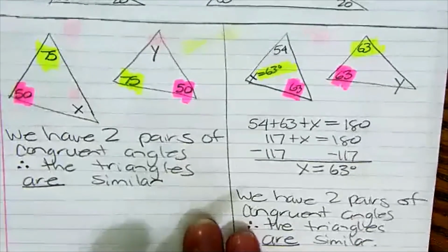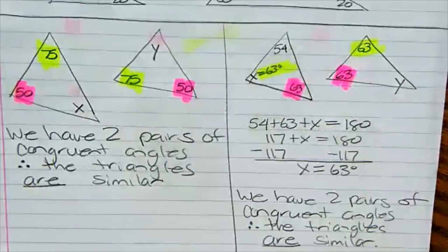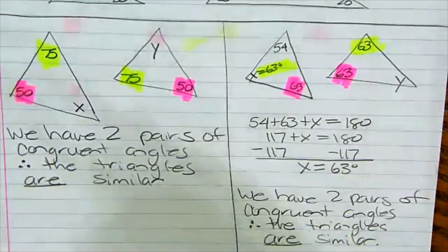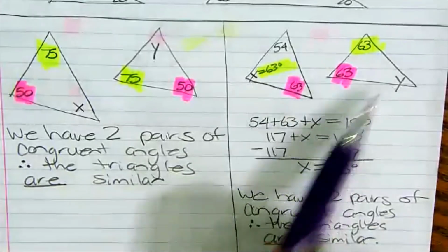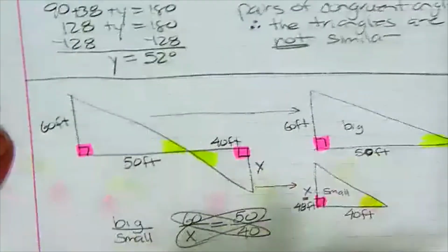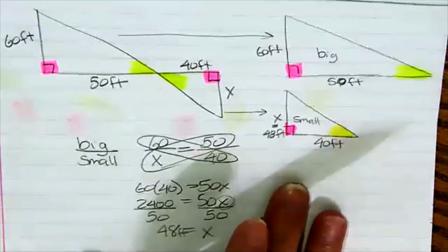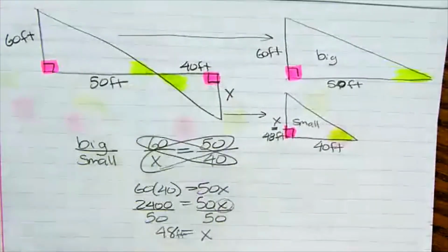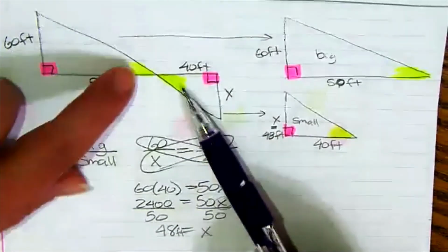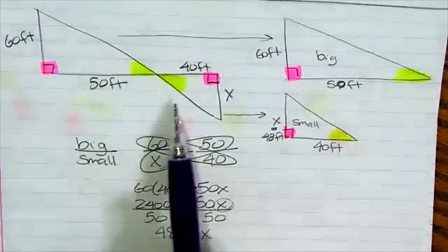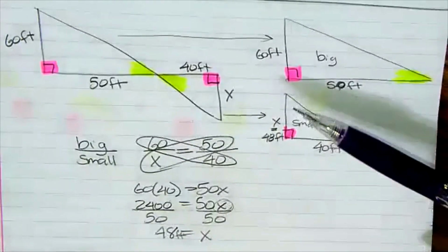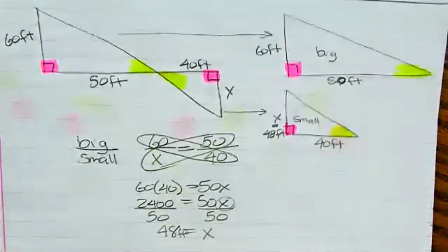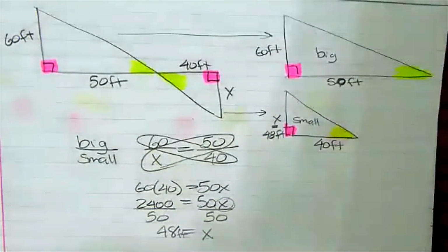With triangles, you need to have two pairs of congruent angles to prove that the triangles are similar. And sometimes you have to figure out the missing variable. And then sometimes they don't give us the measure of the angles, but we can still prove that they're similar. Right angles and vertical angles, we can prove that they're similar. Then we have to use the idea of proportions to figure out the missing length. So that's what we're doing today.